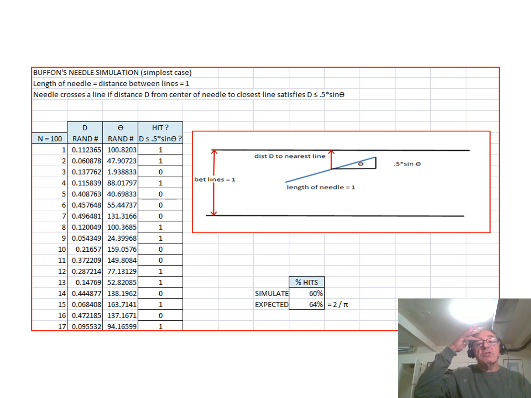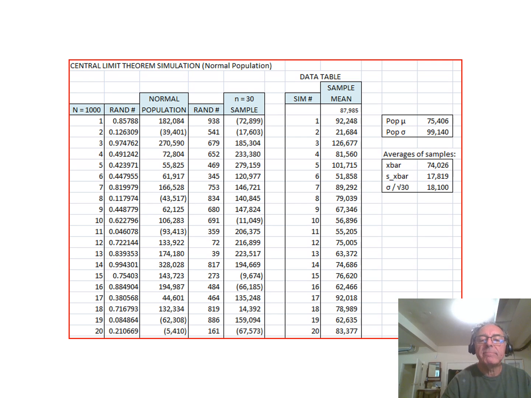When I first wrote this, having written a number of simulations, I thought it was easy enough to write, and I was not getting simulated results anywhere close to 2/pi. And I realized what I was doing wrong is I was simulating theta in degrees, but Excel expects you, anytime you use an angle, to use radians, and I had to change my formula to radians. But in any case, that's another fun one to do.